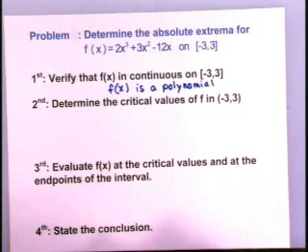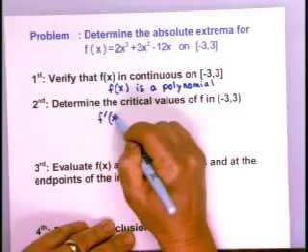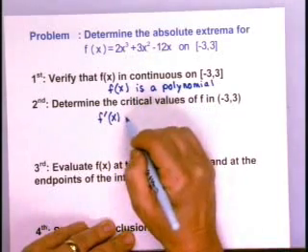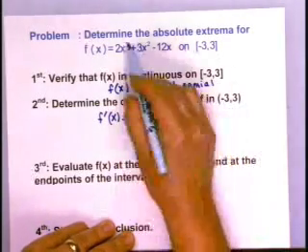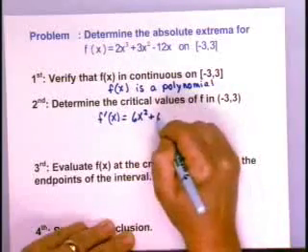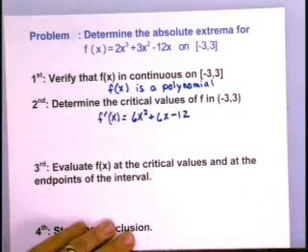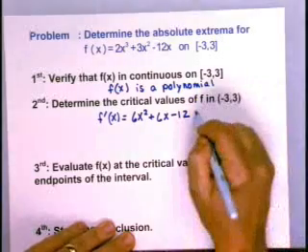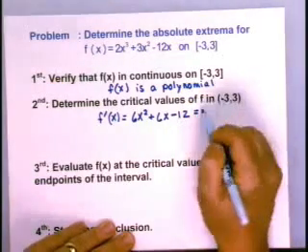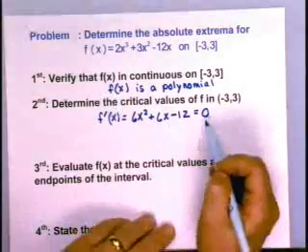The second step is to determine the critical values of the function in the interval -3 to 3. Remember, to find critical values, we look at where the derivative is undefined. And in this case, the derivative would be 2 times 3 is 6x squared, 2 times 3 is 6x minus 12, which is a polynomial function, so it's always defined on the interval from -3 to 3. And then the other way we find critical values, besides where the derivative is undefined, is to set the derivative equal to 0.